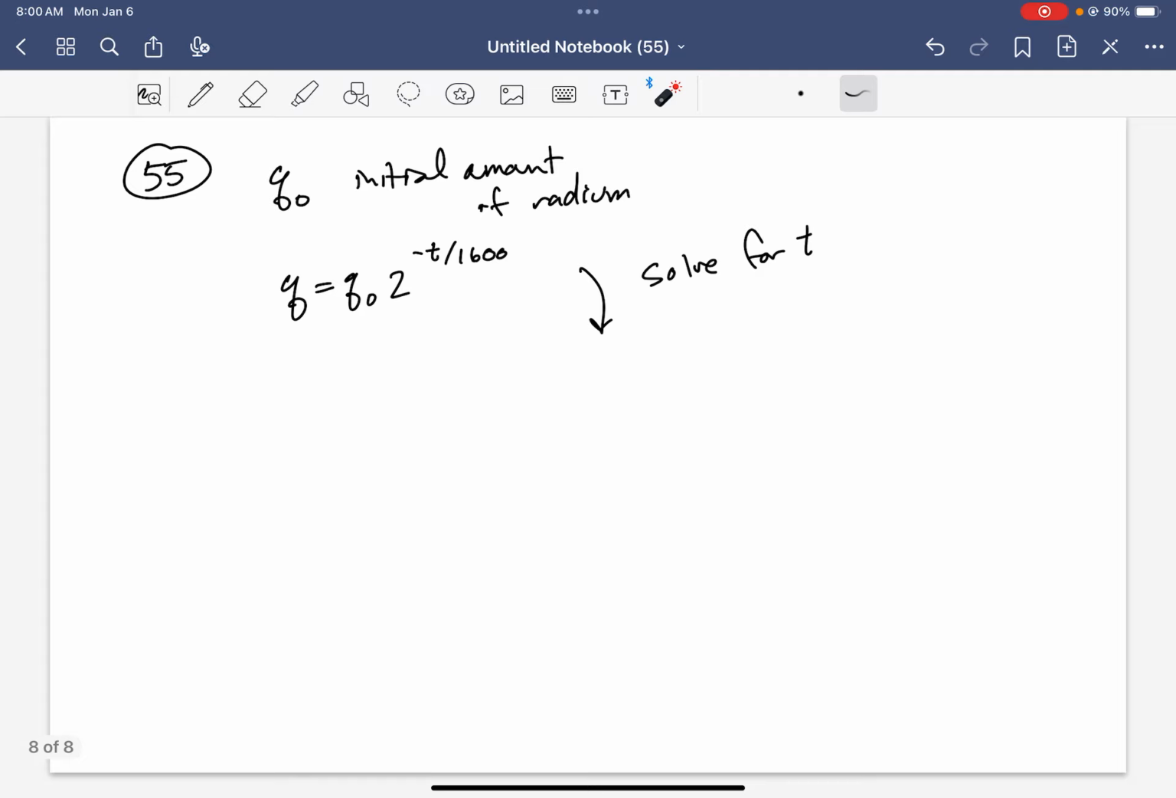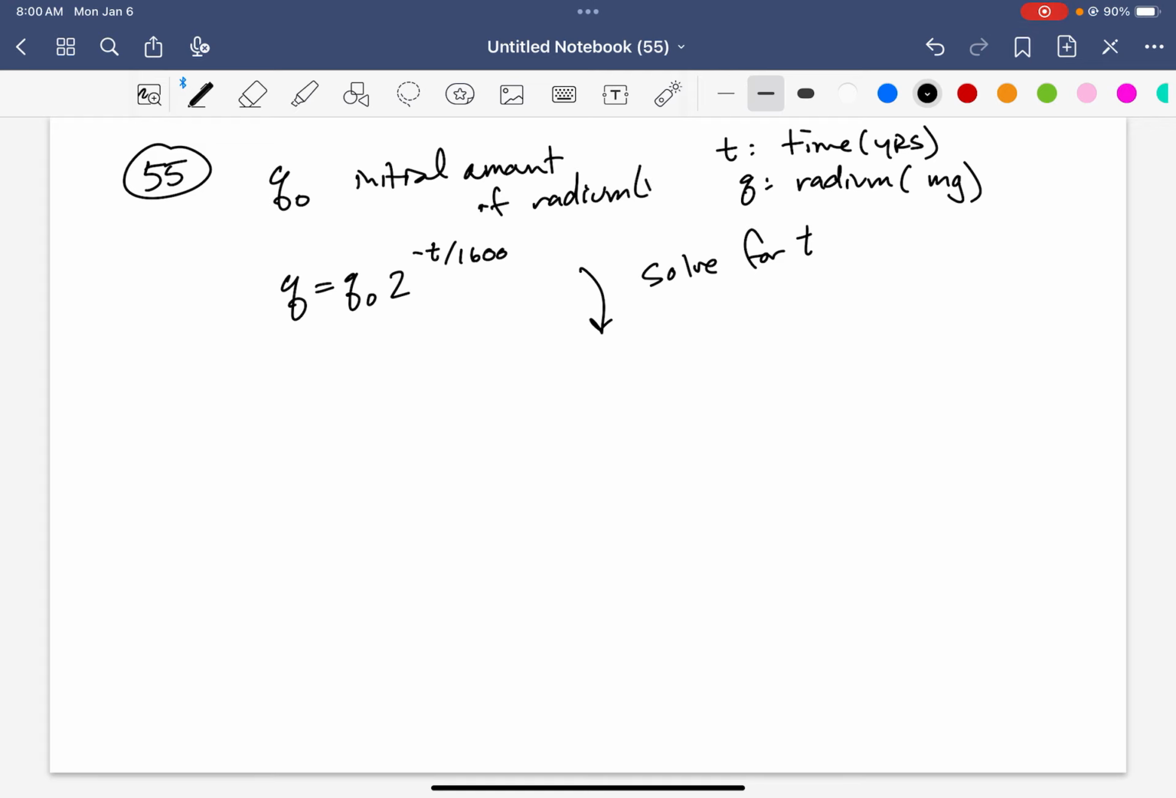So one thing you'll notice in here is when you put in 1,600, 1,600 over 1,600 is 1. So that's when we'll have -1, in 1,600 years. So that means in 1,600 years, it will cut this thing in half. So t is time in years, and Q is radium in milligrams. Okay, I think it's important to label all of our variables. So the main thing for this question that we need to do was to take this thing and solve for t.